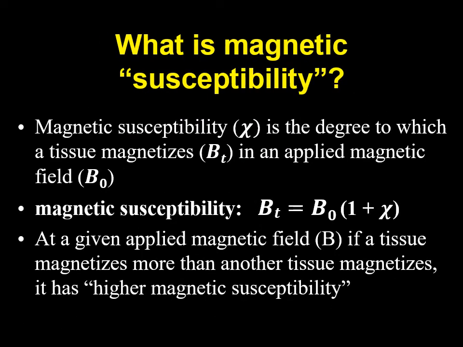Magnetic susceptibility is conventionally denoted by the Greek letter chi, and it is the degree to which a tissue magnetizes, symbolized by capital B subscript little t, when put into an applied magnetic field, B subscript naught. The formula is B subscript T is equal to the applied magnetic field times 1 plus the magnetic susceptibility. So at any given applied magnetic field, if a tissue magnetizes more than another tissue, it has higher magnetic susceptibility.